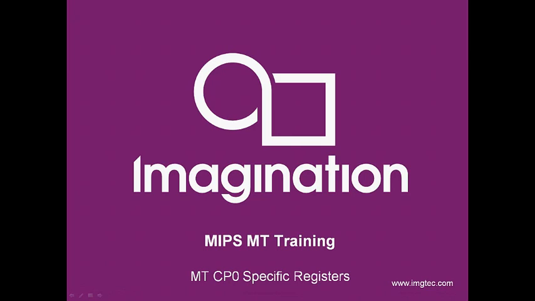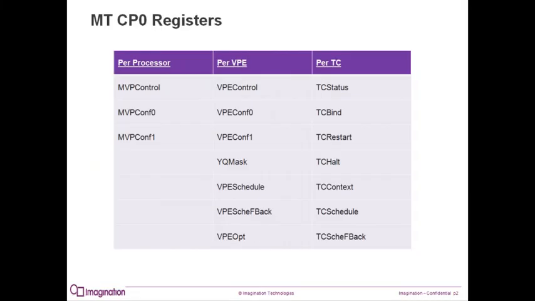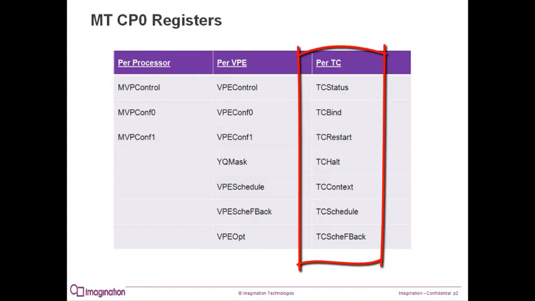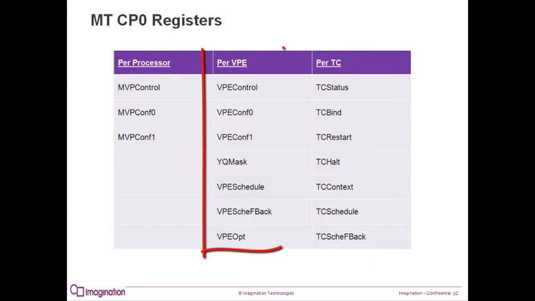This section will cover Control Processor 0 MT specific registers. MT registers can be broken down into three parts. Global registers, common to all MT elements, TCs and VPEs. Per TC registers that are specific to each TC, and last, per VPE registers that are specific to each VPE. This section is divided into these three parts and will cover each of these registers in detail.